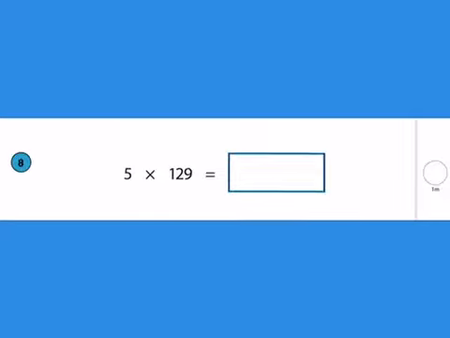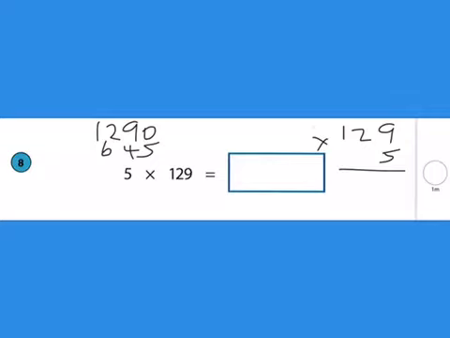There's loads of ways to do this one. You could do 10 times 129 and then halve it. So 1290 and then half, which would be 645. Or you could do traditional, 129 times 5, 9 5s 45, 2 5s 10, plus 4 is 14, 1 5 is 5, plus that one is 6 4 5. There's a few ways of getting this one. I think the easiest one is times it by 10 and halve it.